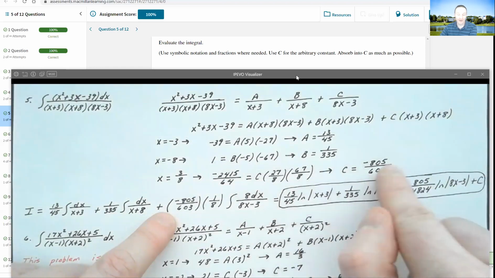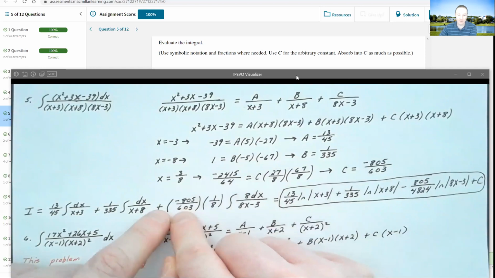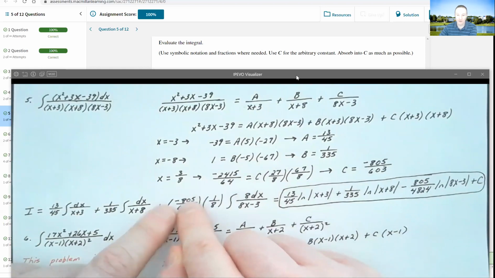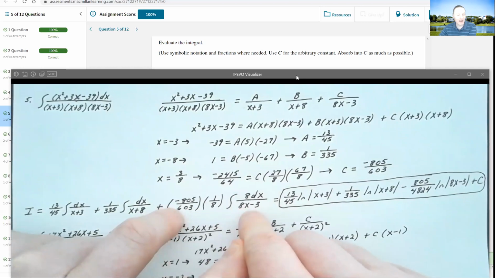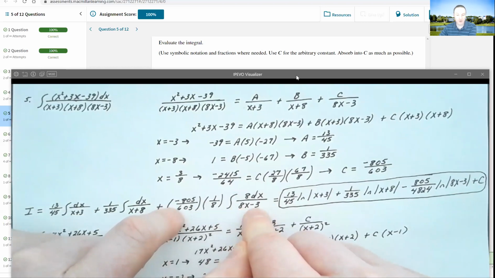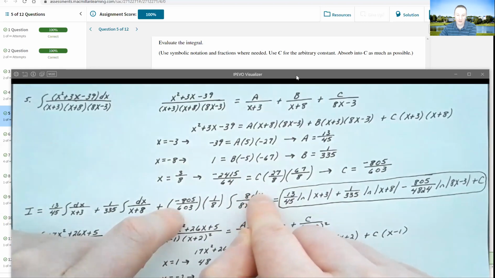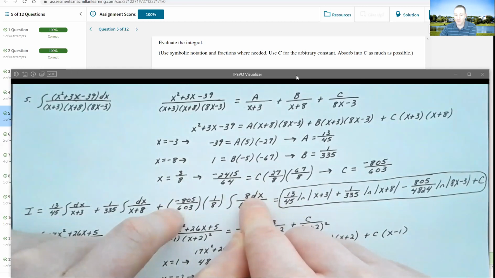Okay, I knew that that term wasn't helpful on the inside, so I went ahead and factored it to the outside. I put plus the negative 805 over 63. And now I know if the inside is to be a natural log of the absolute value of the denominator, I need to see the derivative of that denominator in the numerator. So in this step, I went ahead and said, well, let's just go ahead and multiply the numerator by 8. That 8 was not previously there.